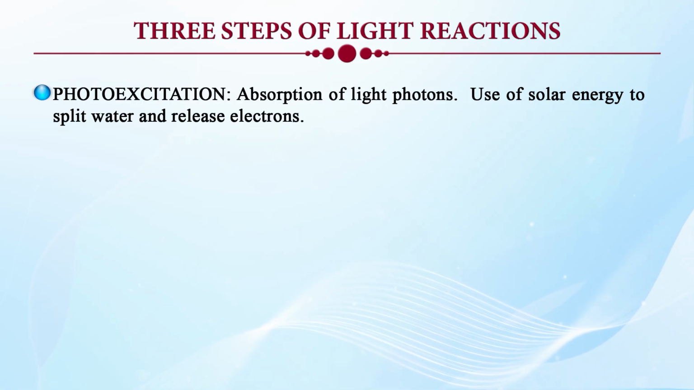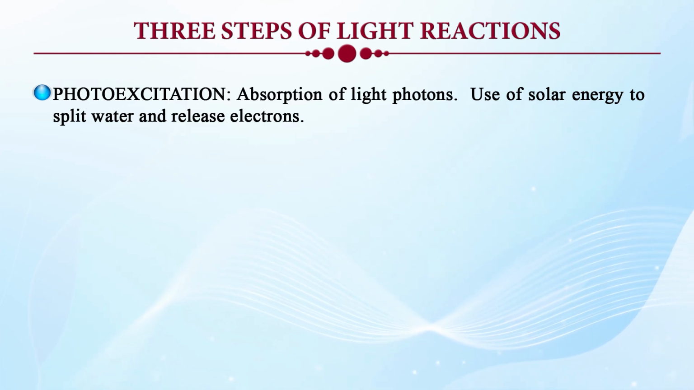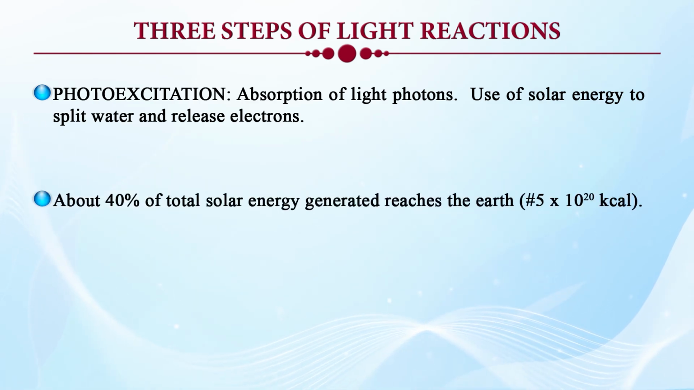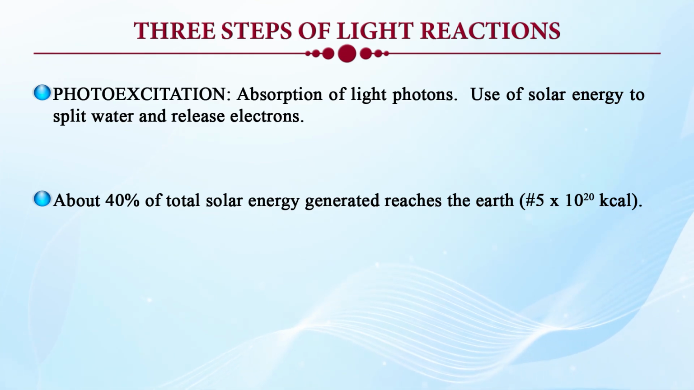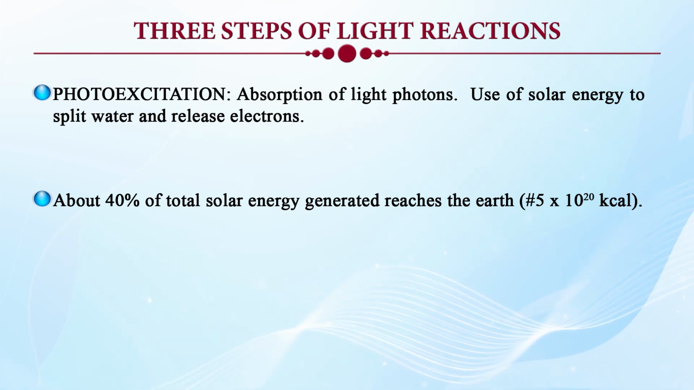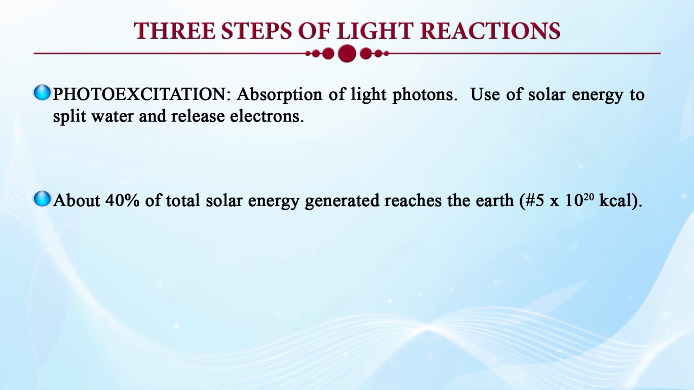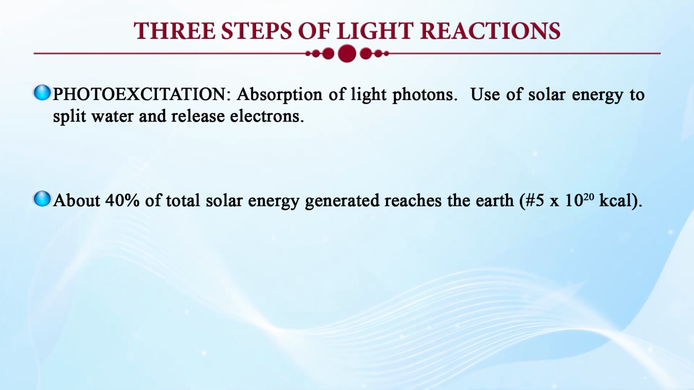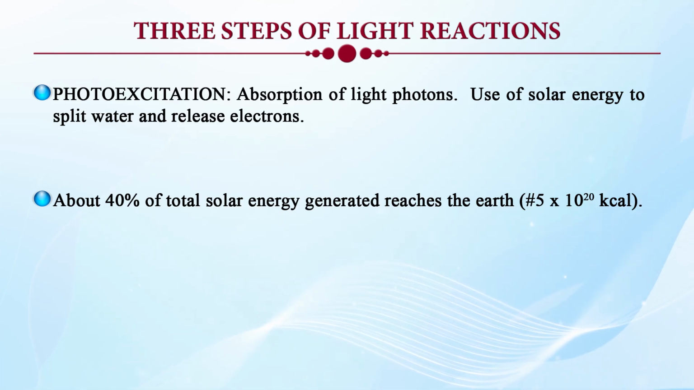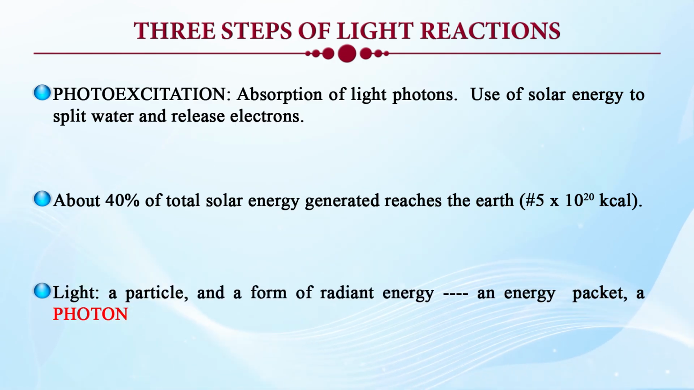Now, this whole discussion involves a little concept of physics, because of the total solar energy which is generated by the sun, enormous amounts, just 40% of it is being bombarded on earth. So, it finally reaches earth, and it has been calculated that it is about 5 into 10 to the power 20 kilocalories. Now, lots and lots of it is dissipated. There are various gases which scatter it, and in itself light is a particle of radiant energy, which we call an energy packet or a photon.